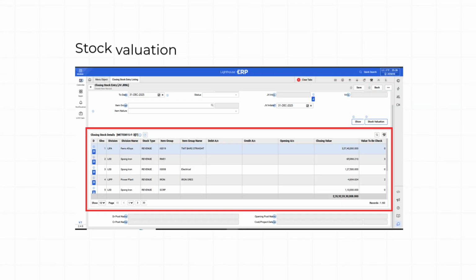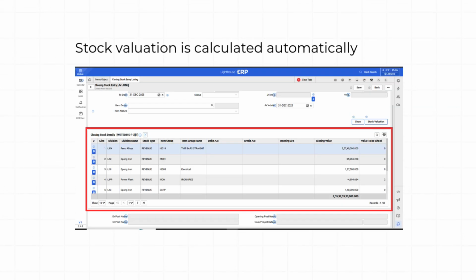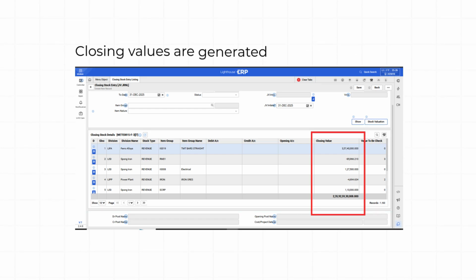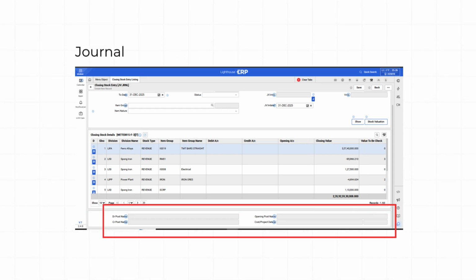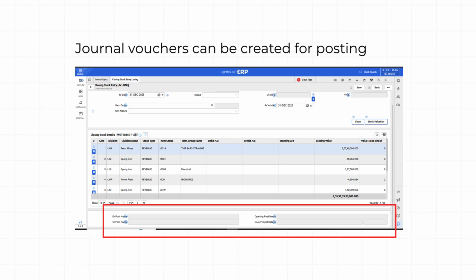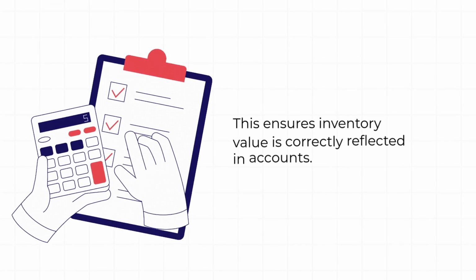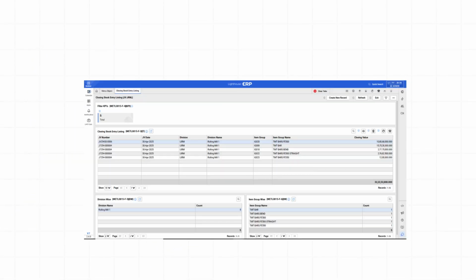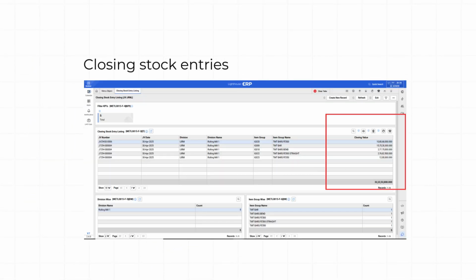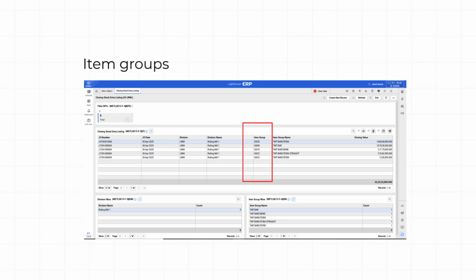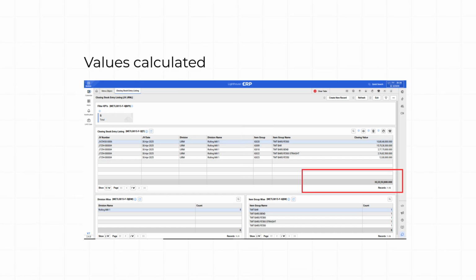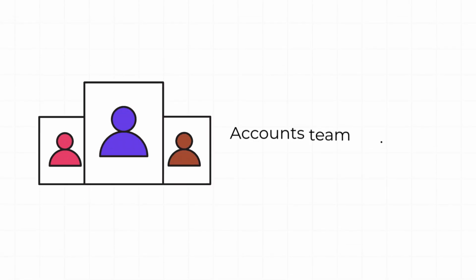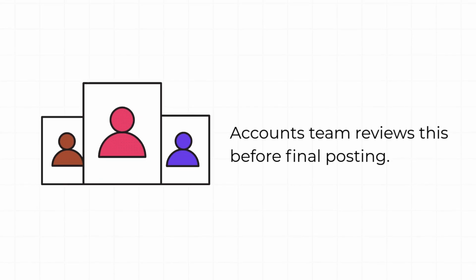Here, stock valuation is calculated automatically. Closing values are generated. Journal vouchers can be created for posting. This ensures inventory value is correctly reflected in accounts. This listing shows closing stock entries, item groups, and values calculated. The accounts team reviews this before final posting.